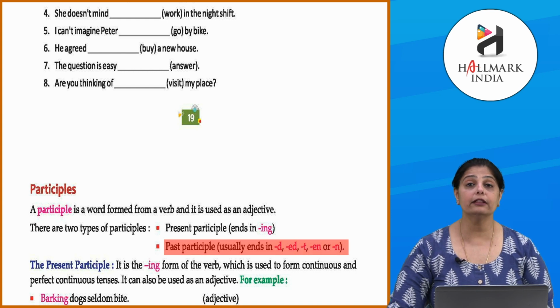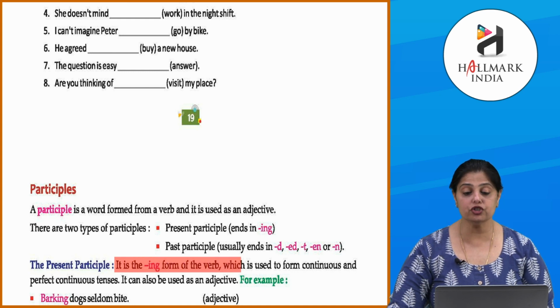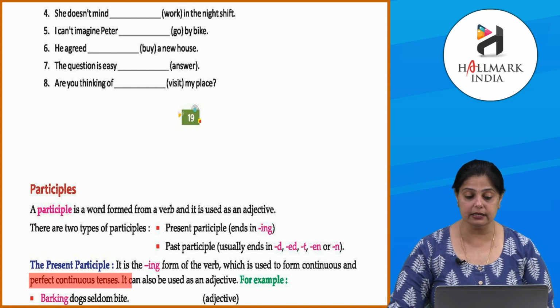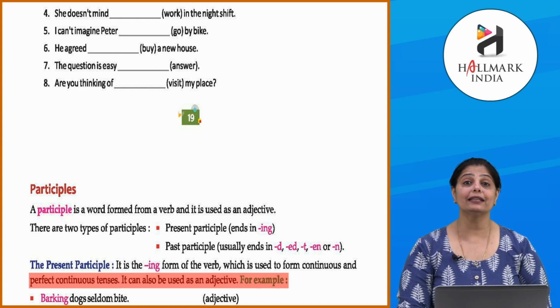Okay. Now let's look at the present participle. It is the ing form of the verb which is used to form continuous and perfect continuous tense. It can also be used as an adjective. So, ये क्या हो जाता है, ये बन जाता है एडजेक्टिव.